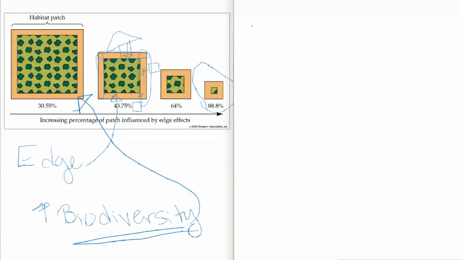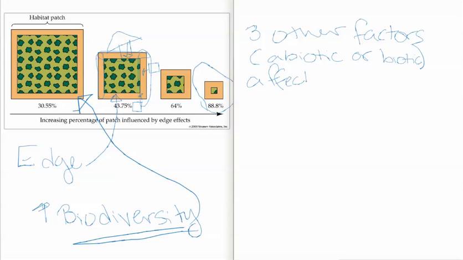What I would like you to come up with for your homework tonight is give me three other factors, and those could be abiotic or biotic. And remember, we defined abiotic as non-living and biotic as living in class, that can affect the species richness or biodiversity in an area. And you should be ready to present these to your lab groups tomorrow to discuss this.